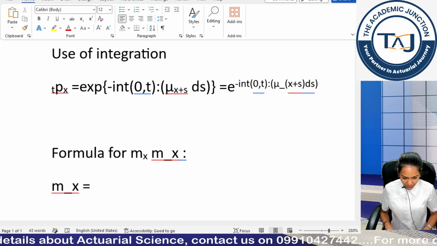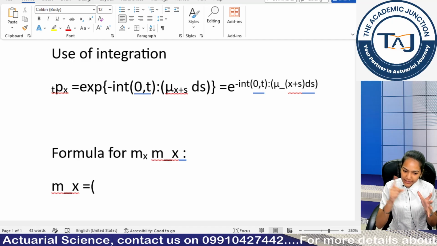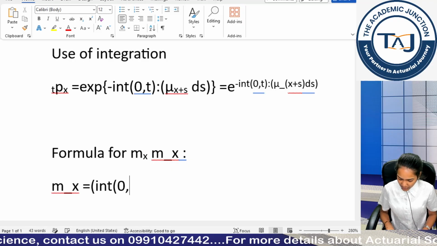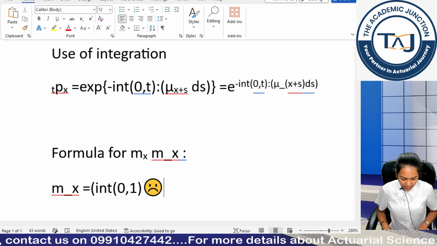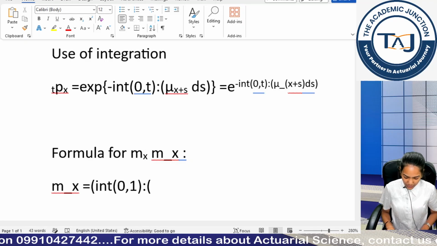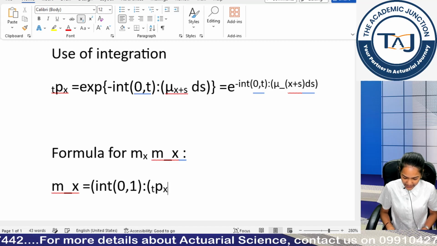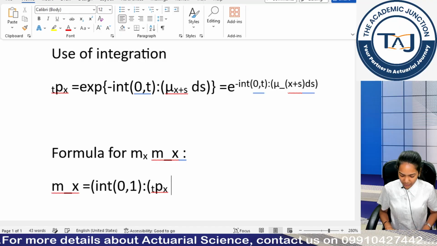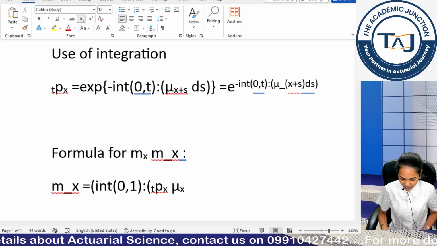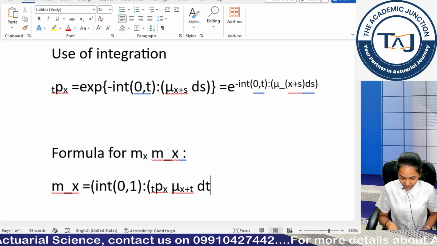So this is equal to, we have first the integration in the numerator. So I am placing my first bracket for my numerator. Now the integral is from 0 to 1, Control Z. Then I have tpx into mu x plus t dt. So Control Shift minus t, Control Shift minus t, Control Shift minus x, Control Shift minus to come back to normal. Similarly, backslash mu, Control Shift minus x, and we have t also, Control Shift minus to come back to normal, and we have dt.